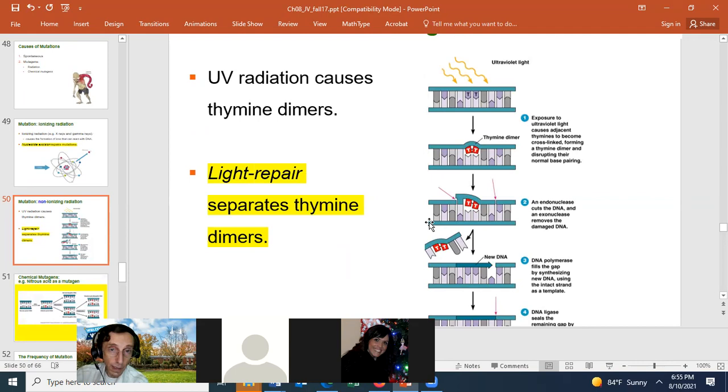There's also UV radiation, and it causes a mutation in a different way. Let me see if I can blow this up.